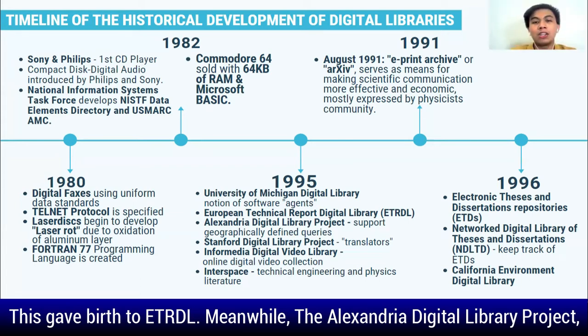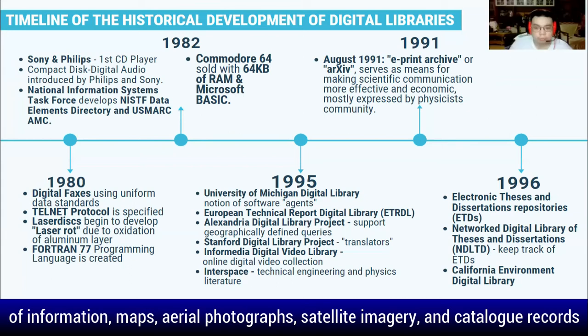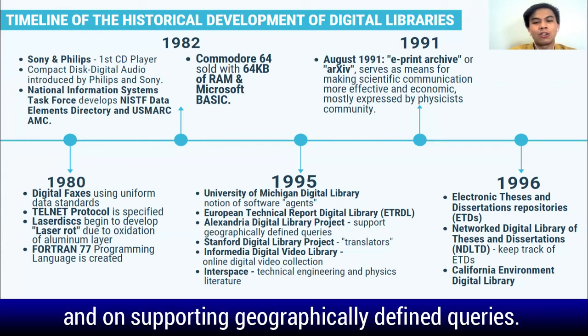Meanwhile, the Alexandria Digital Library Project builds an online distributed digital library for georeferencing of information, maps, aerial photographs, satellite imagery, and catalog records, and on supporting geographically defined queries.